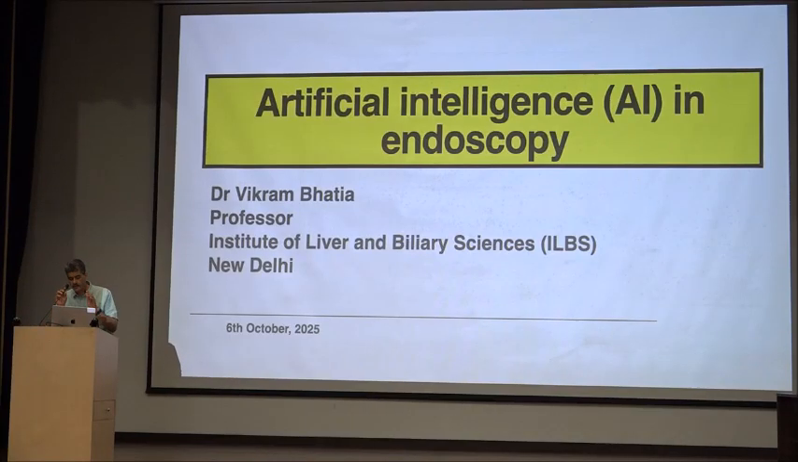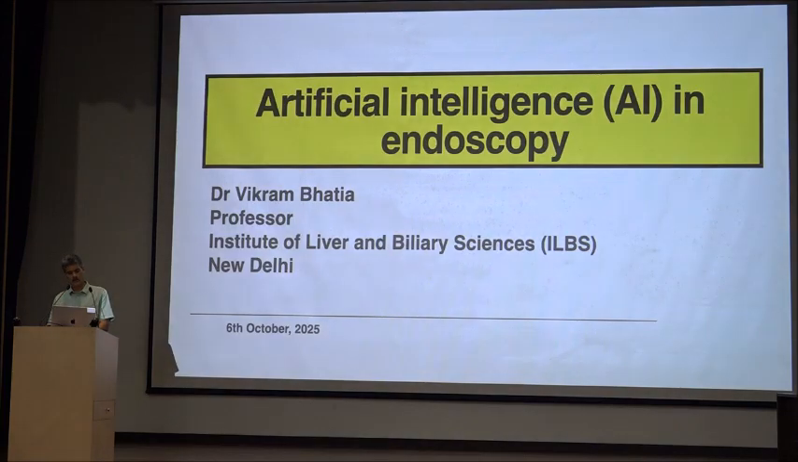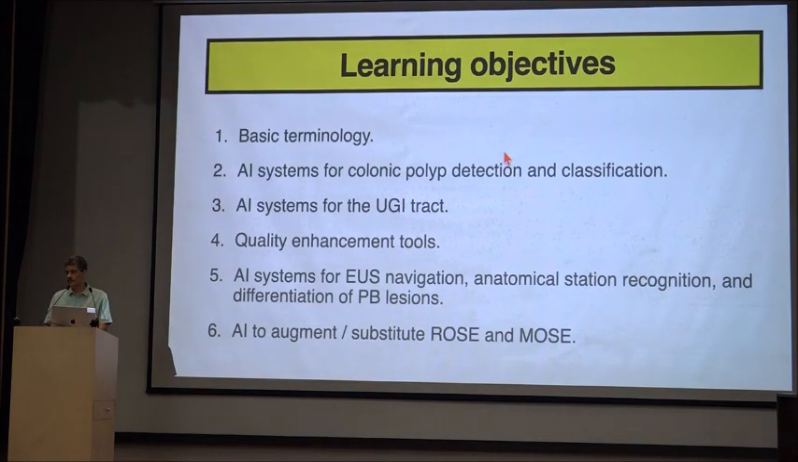The topic that is given to me is artificial intelligence in endoscopy, and these will be our learning objectives. It's a big topic, a big discussion in itself, and in the next 30 minutes or so we shall try to cover the basic terminology of AI systems for colonic polyp detection and classification, which has been the most developed sub-branch in this area, AI systems for the UGI tract, and AI for quality enhancement in endoscopy.